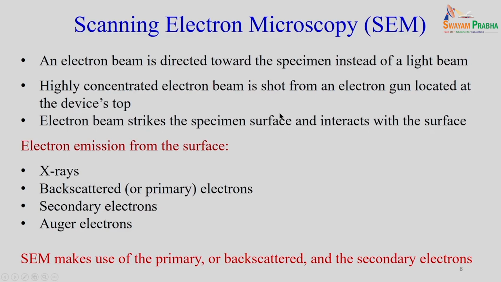Now, when this electron beam interacts with the surface, there will be electron emission. That will be X-ray emission, back scattered or primary electrons, secondary electrons, and auger electrons. SEM makes use of these electron emissions, whether primary, back scattered or secondary, but mostly we use the secondary electrons to make the images or to analyze the samples.